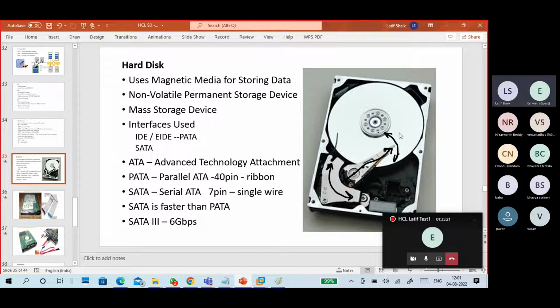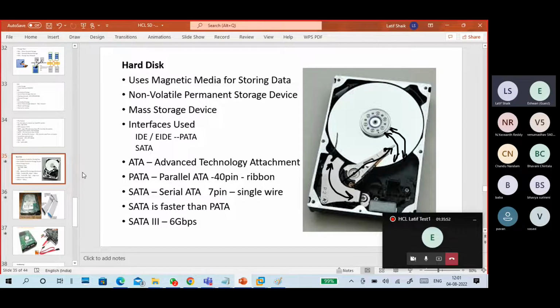While the arm is moving, the disk is rotating. So obviously it reads the data from inside to outside. We might think the data is stored and read like this, but no, we don't read the data like that. We read the data like this, in sectors. So this is how a hard disk looks.